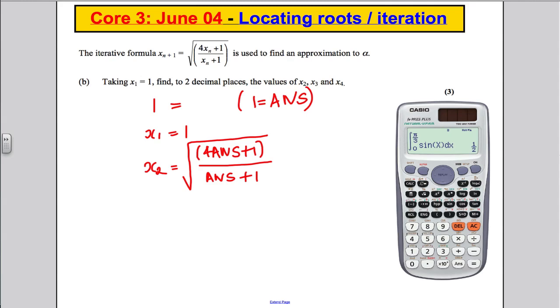So typing that into your calculator, you should get root 10 over 2, which to 2 decimal places is all it's asked for. x2 is 1.58. Press equals again to get x3. Round to 2 decimal places, you get 1.68. Press equals again to get x4, and round to 2 decimal places, 1.70. These are all to 2dp, and we're done.